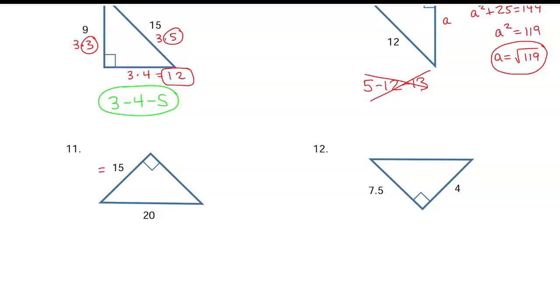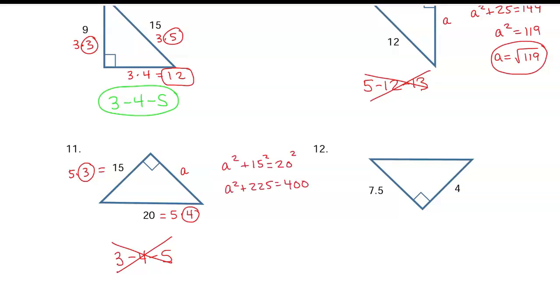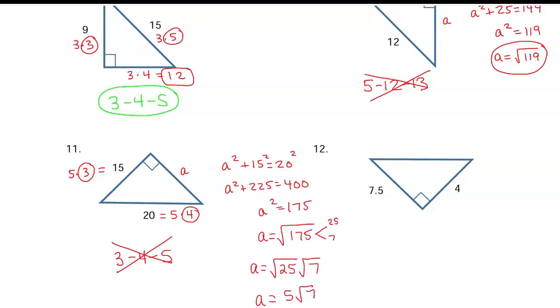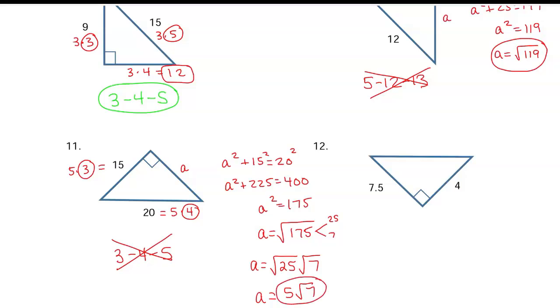In number 11, you can write 15 as 5 times 3. You can write 20 as 5 times 4. So the numbers I'm looking at are the 3 and the 4. Is this from the 3, 4, 5 family? No. If it was, then the 4 would be on the leg. So you have to use the Pythagorean theorem to solve this. The answer to number 11 is 5 root 7.